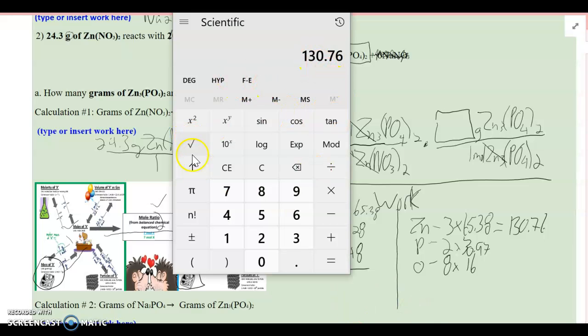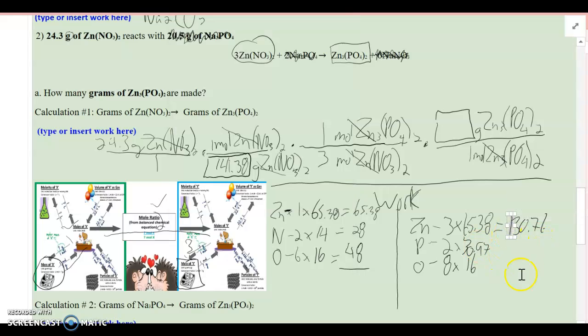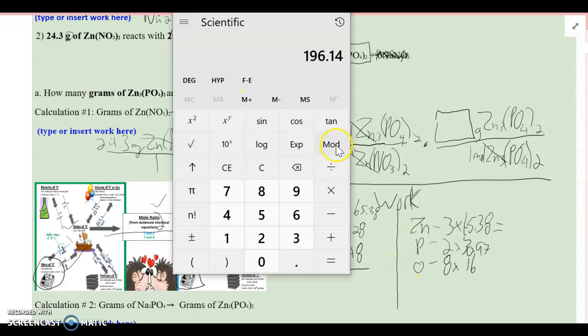Right. I'm going to double check that. I just zoned out for a second. 3 times 65.38. Yeah, I'm glad I did that. This is not correct. I knew I just zoned out. In fact, just to make sure, I'm going to do it one more time. 3 times 65.38 is 196. Great, 196.14.